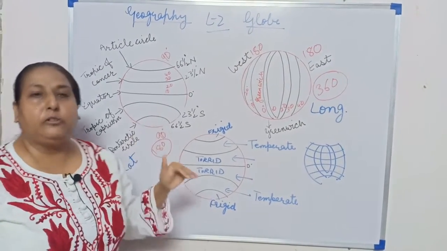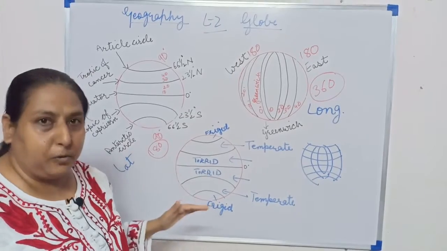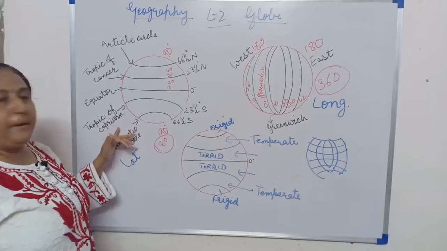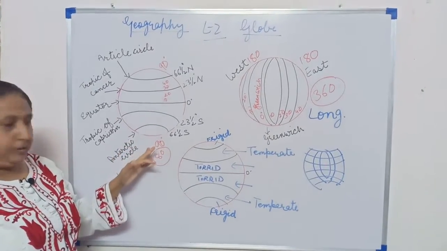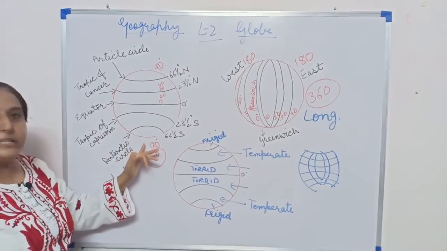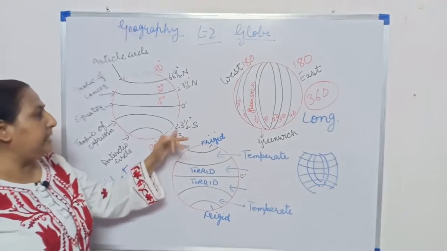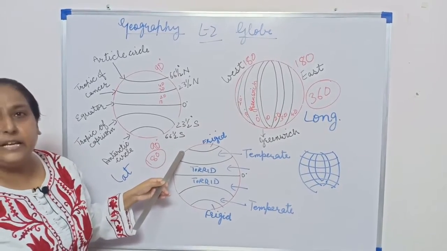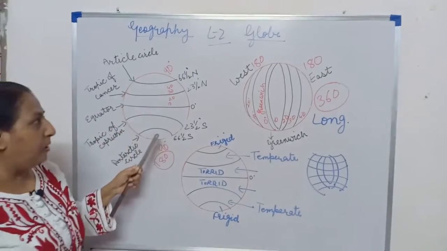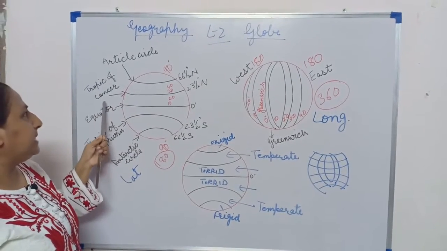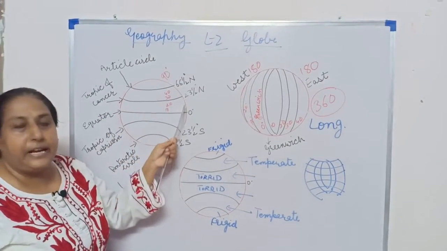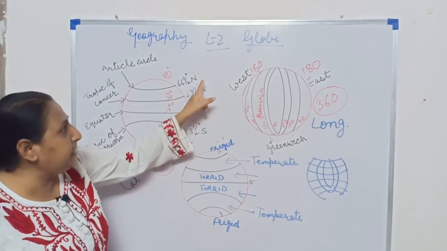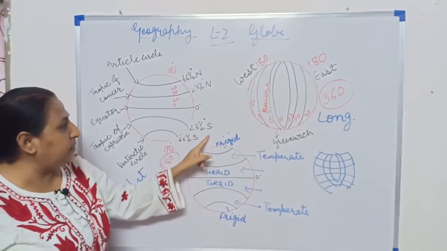Now, if we talk about the other important lines of latitudes, there are many important lines. Now, the first one is Tropic of Capricorn to the south, and then we have Antarctic Circle toward the south. The measurement is 23.5 degree south and 66.5 degree south. Now, if I talk about north, then we have Tropic of Cancer and Arctic Circle at 23.5 degree north and 66.5 degree north. Now, N is written to denote north and S is written to denote south.